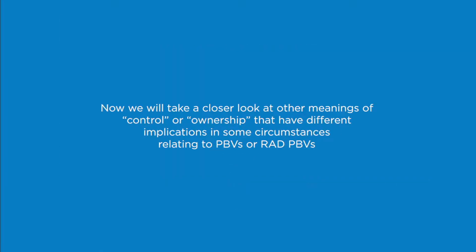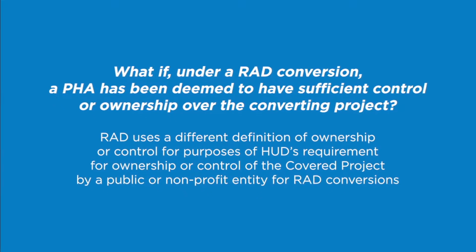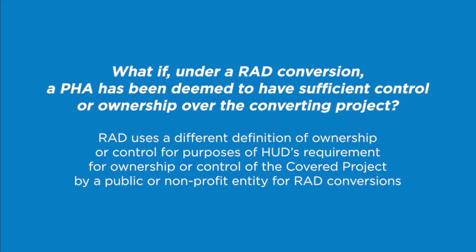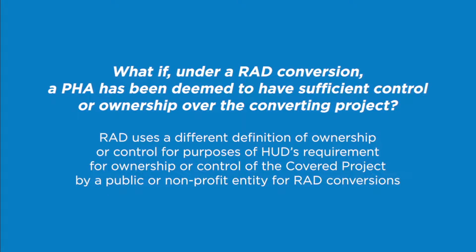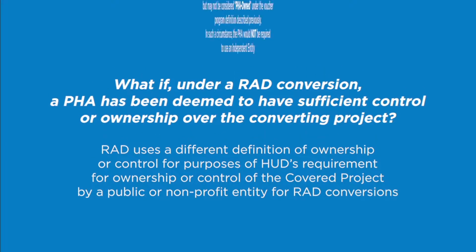Now we will take a closer look at other meanings of control or ownership that have different implications in some circumstances relating to PBVs or RAD PBVs. What if, under a RAD conversion, a PHA has been deemed to have sufficient control or ownership over the converting project? RAD uses a different definition of ownership or control for purposes of HUD's requirement for ownership or control of the covered project by a public or nonprofit entity for RAD conversions.